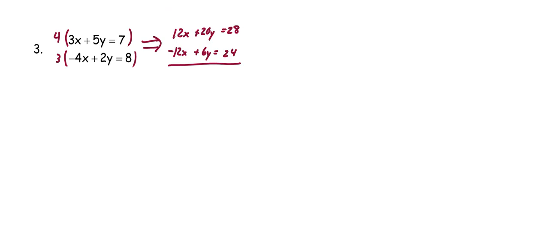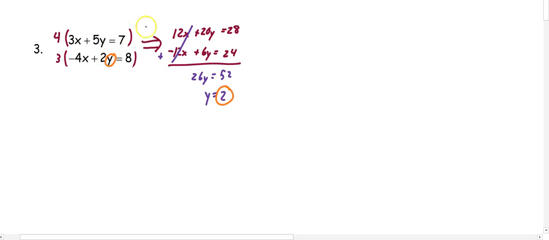So when I add straight down, the x's cancel out and I'm left with 26y equals 52. When I divide by 26, y is 2. Now that we know y is 2, we're going to go back and substitute. So I'm going to take y, this time let's put it in the second equation. So we get -4x plus 2 times 2 equals 8. -4x plus 4 equals 8. I can subtract 4 from both sides, so -4x equals 4. Divide by -4, and x equals -1. So my ordered pair would be -1, 2.